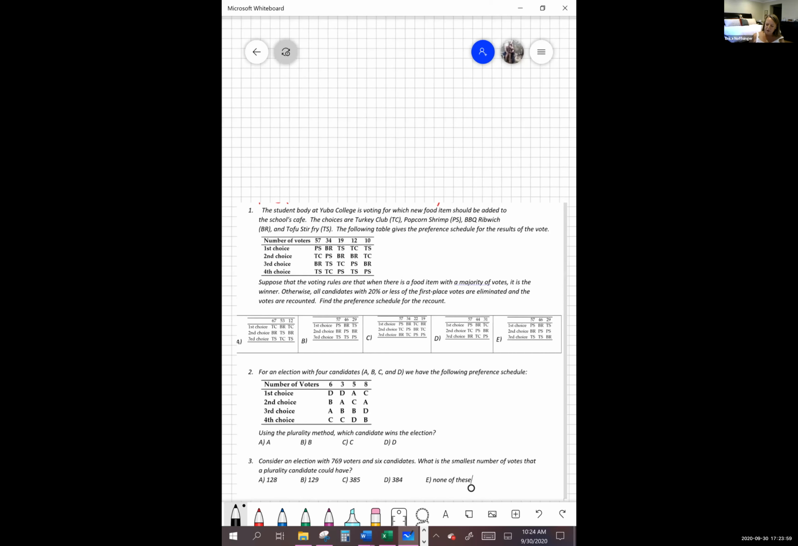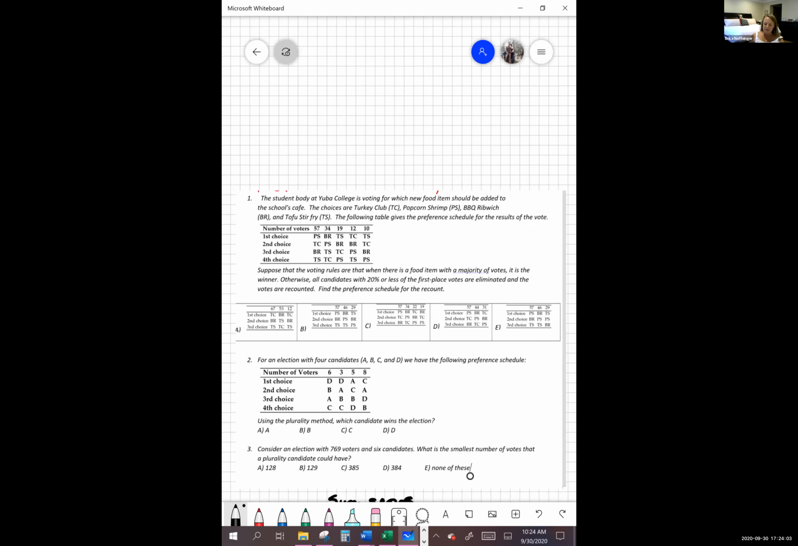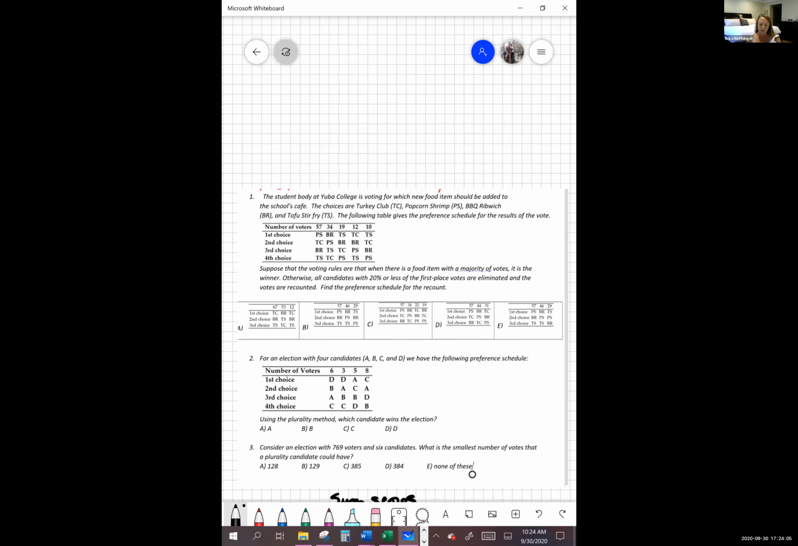So the following table gives the preferences for the results of the votes. Here are the number of voters on top. There are 57 voters that put PS as first choice, TC as second choice, BR as third choice, and TS as fourth choice, and so on. The first thing that we need to figure out is how many voters there are. So how many voters, or how many people voted?